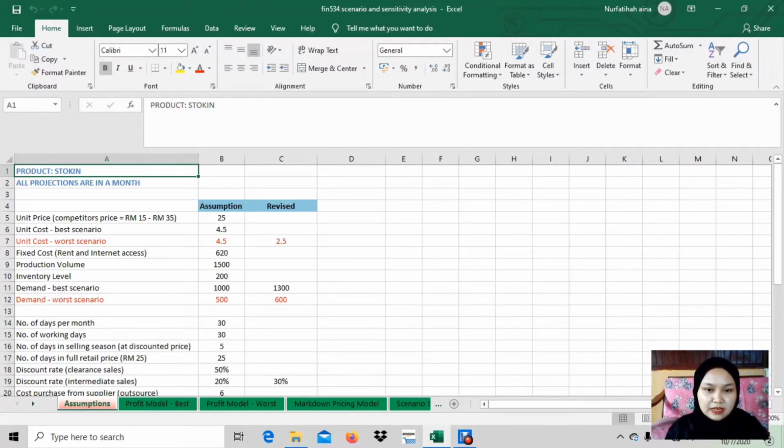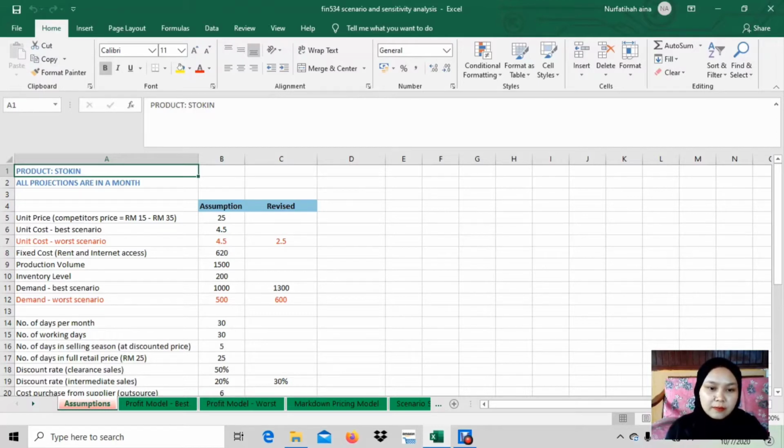My business is selling stockings. I'm selling quality stockings with a variety of designs and patterns for my customers. I operate my business online and in the store. I decide to manufacture and also outsource my product.